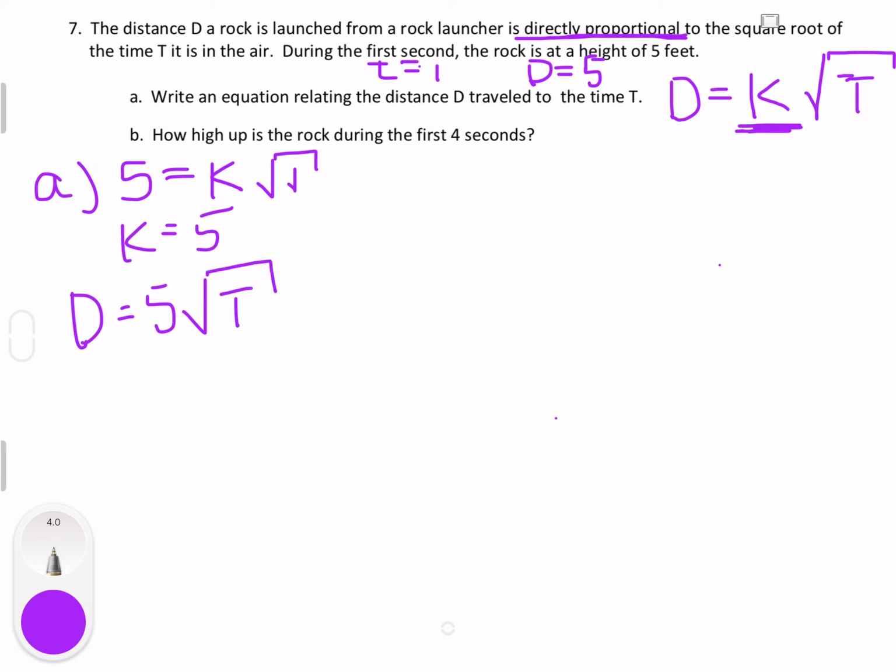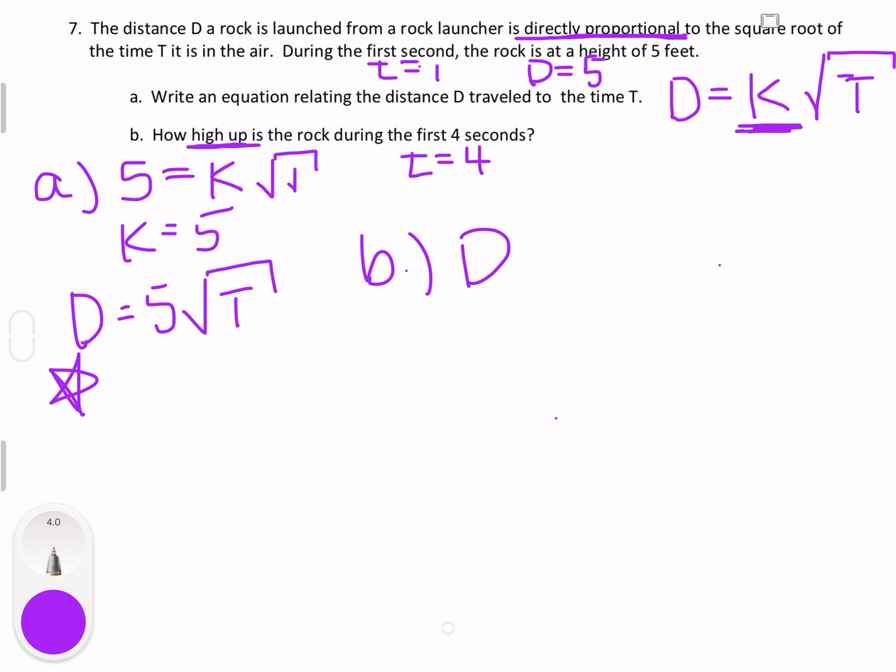Awesome. So part B is asking how high up is the rocket during the first 4 seconds. So the first 4 seconds, that's going to be when t equals 4. And so it's giving us t and it's asking us for how high it is. It's asking us for the distance. So we're looking for d. So with that, we're going to use our equation that we just thought of right here, and we are going to just plug and chug that 4 in for t and figure out what that is.